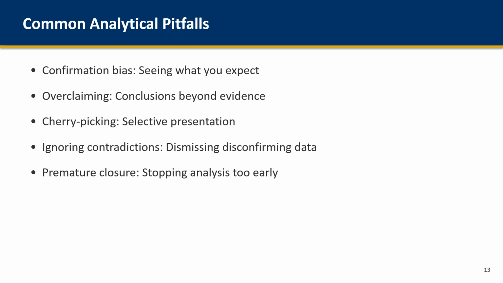Cherry-picking selectively presents data that supports your conclusions while ignoring data that doesn't. In quantitative work, this might mean reporting only significant findings. In qualitative work, this might mean quoting only supportive examples. Honest analysis represents the full picture, including complications.